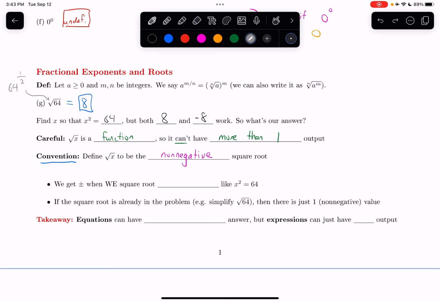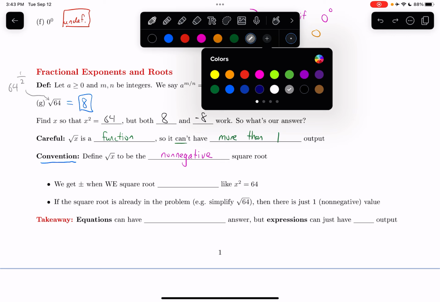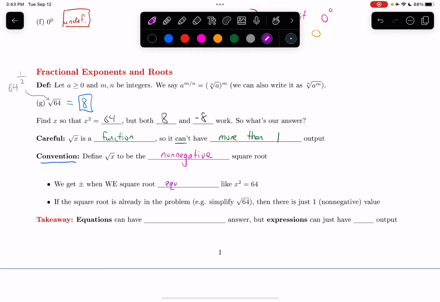Okay, all right. So you might remember from algebra class that sometimes with square roots, don't we get pluses or minuses? When does that happen? We get a plus or minus when we square root equations. When I square root both sides of an equation, like x squared equals 64, on the left side I get x, on the right side I get 8. And you might remember from algebra class that when you square root both sides of an equation, you have to put a plus or minus on one of the sides.